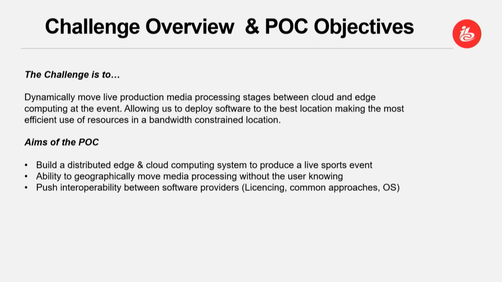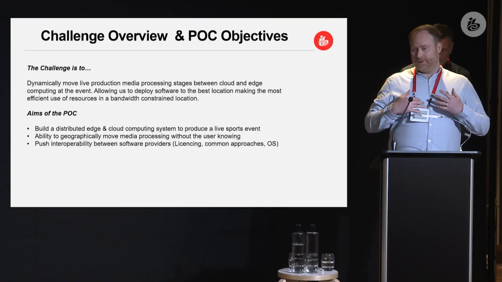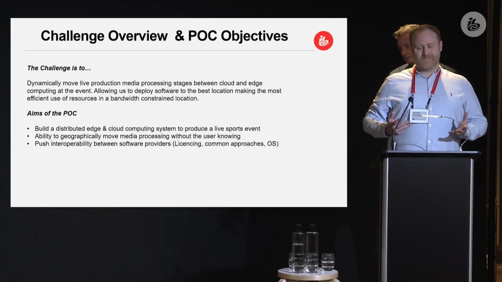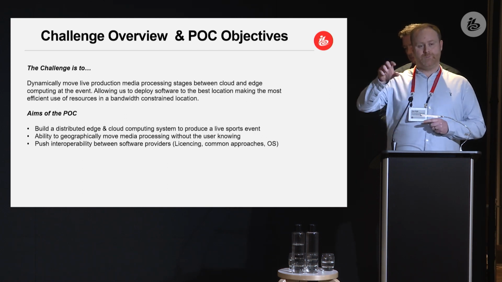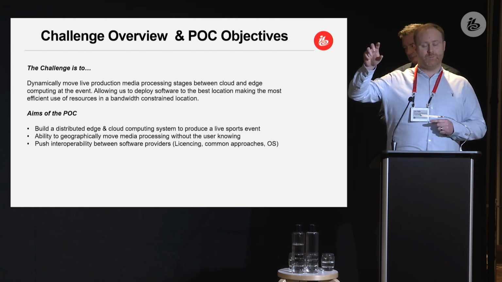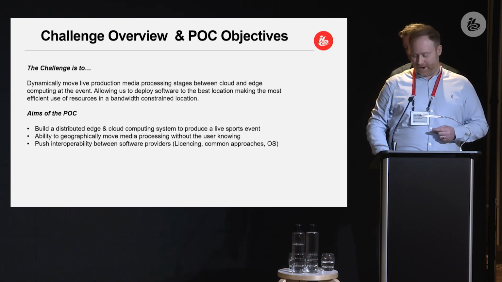What that is, it's really dynamically moving media processing stages between the cloud and on-premise compute, and stripping software away from hardware. And we're doing this a lot in the cloud, so we can move vision mixers from one region to another dynamically. But the task is, how do we really do that in a bandwidth constrained location at the event? So how can we then move the vision mixer from the cloud down to the ground?